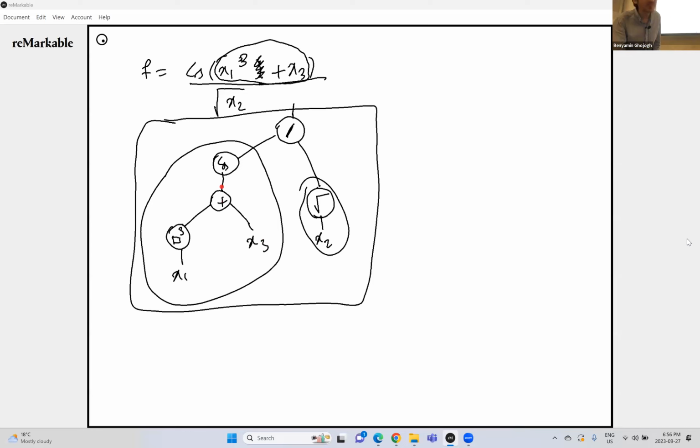Then cosine has one input. Cosine of them. Up to here, I am in the numerator. Now let's design the denominator. The x2 square root has one input, right? Then I have division, and division has two inputs, numerator and denominator, and this gives me the whole function.